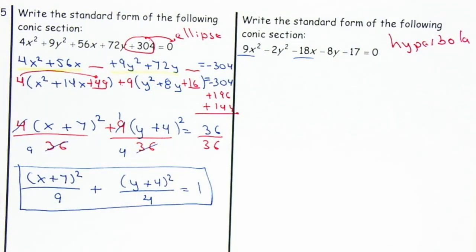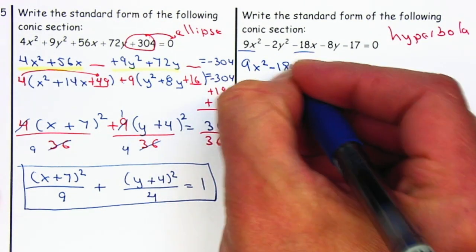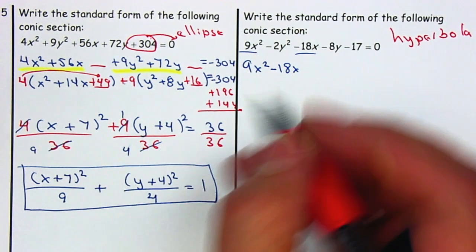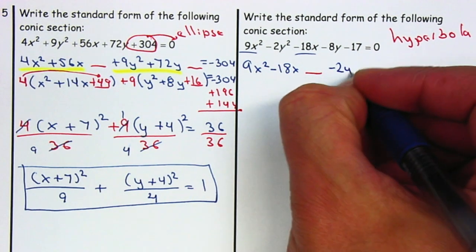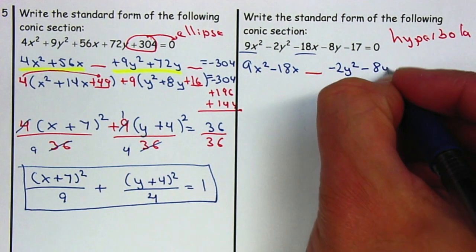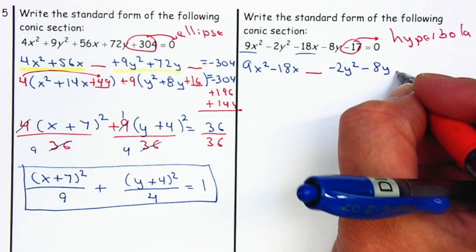I'm going to group my x's together. That'll be 9x squared minus 18x. Leave some space to complete the square. I'm going to group my y's together: negative 2y squared minus 8y. And I'm going to move my 17 to the right, it becomes a positive 17.